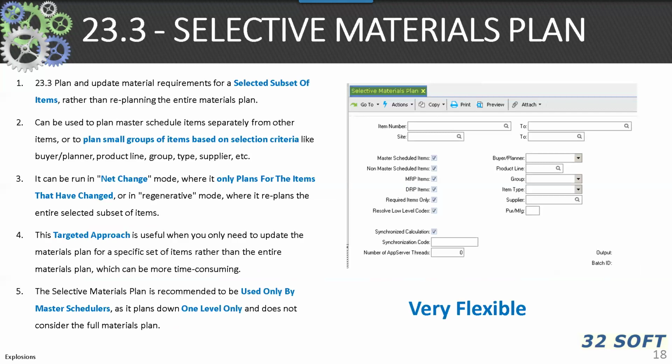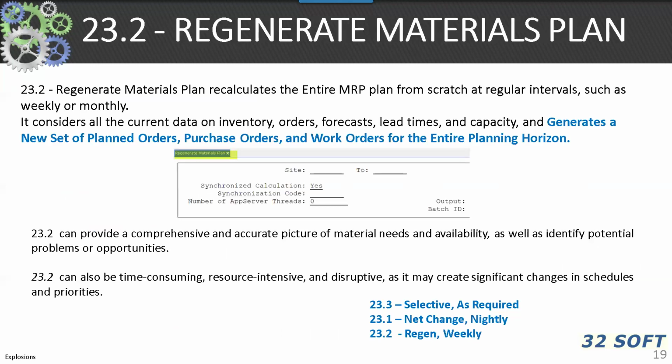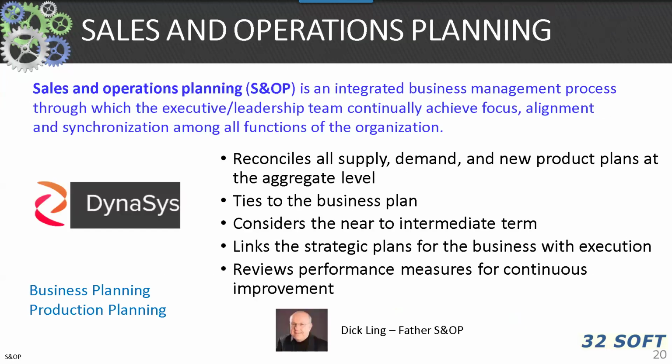Caution: 23.3 runs only based on selection. It does not explode bills of material. But the 23.2 regeneration replans all planned orders and regenerates a complete new plan based on the bill of material. You could run 23.3 selectively during the day. You could run 23.1 nightly, say, and then maybe 23.2 on a weekly basis. How you set that up is going to play into how MRP operates.